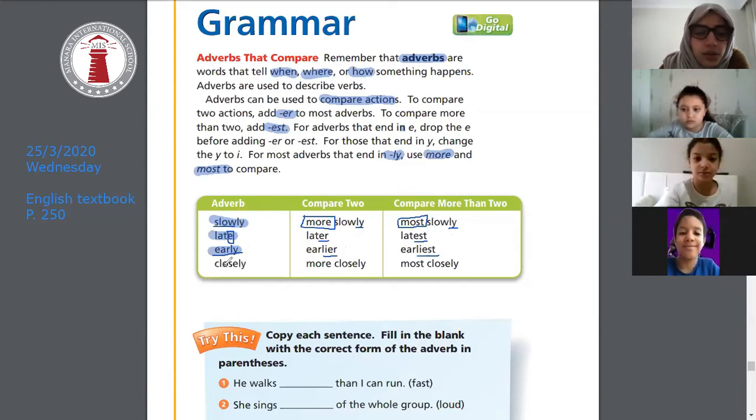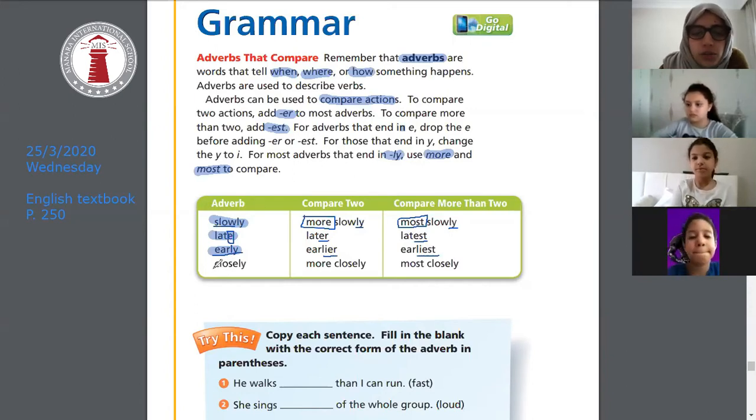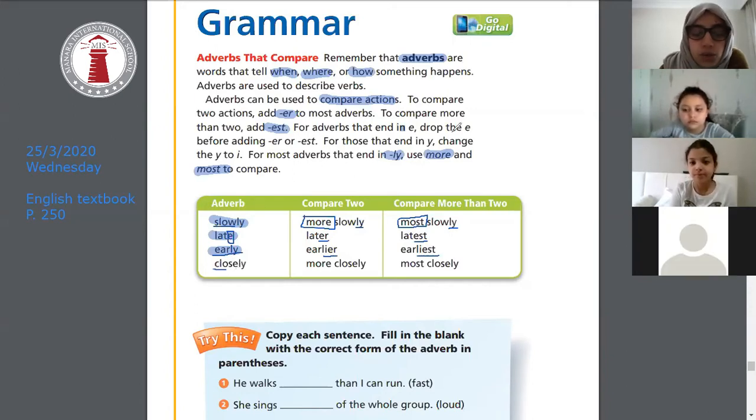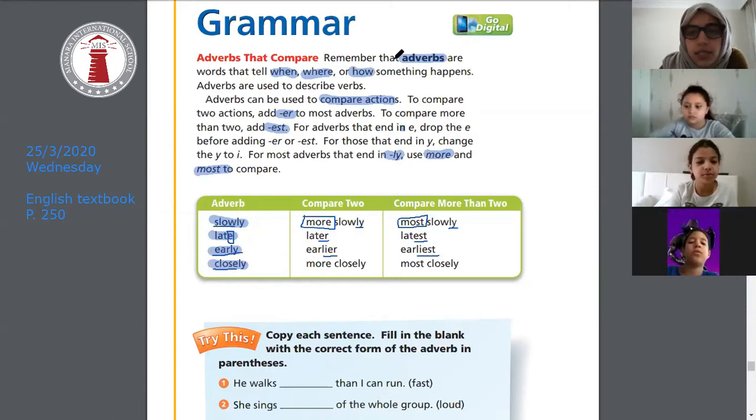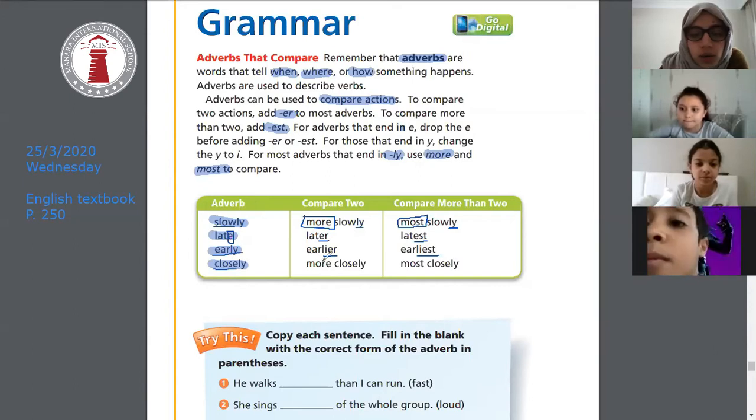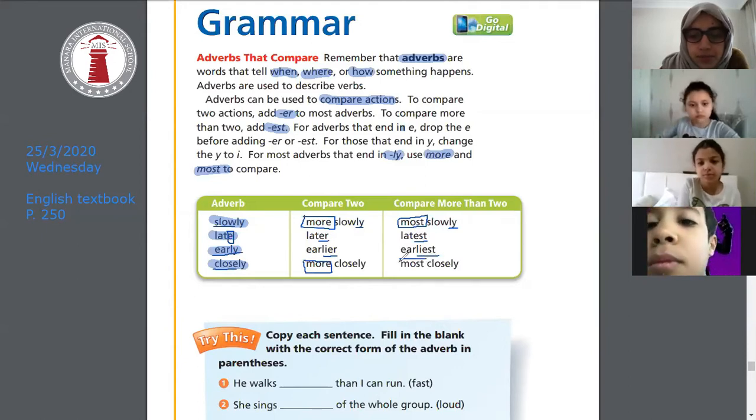Another one is closely. So the original word is close and ly was added to it because it's an adverb. So ly was added, and because ly was added, we can't change the word. We can only add more or most. Okay?